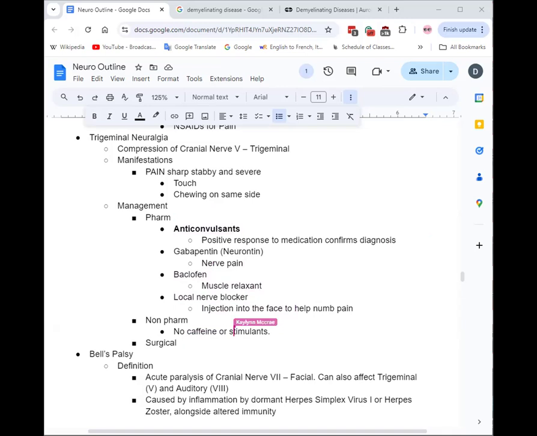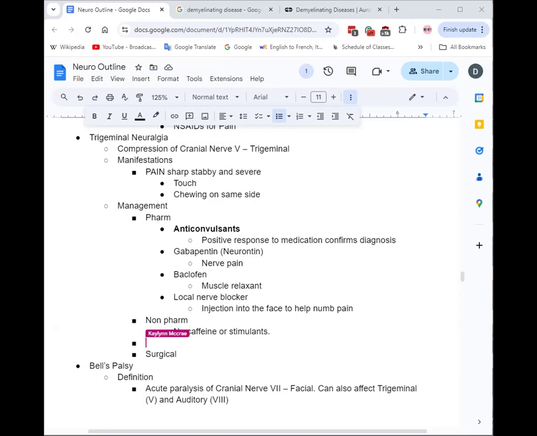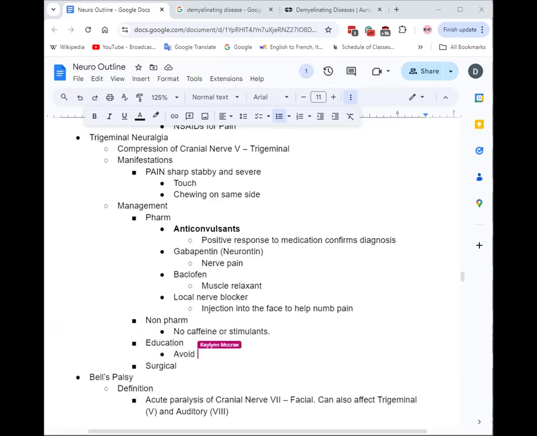Non-pharm, I like the idea of no caffeine or stimulants because I feel like anytime you have caffeine or stimulants in there, everything speeds up, nerves speed up, and so on and so forth. So I don't want to make things worse. What other non-pharmacological interventions can we do? Ice packs I'd be a little careful about. So that's part of the patient teaching. I'll put this down here, education. Simply because you guys were told avoid foods that are hot or cold. So like both ends of the spectrum.